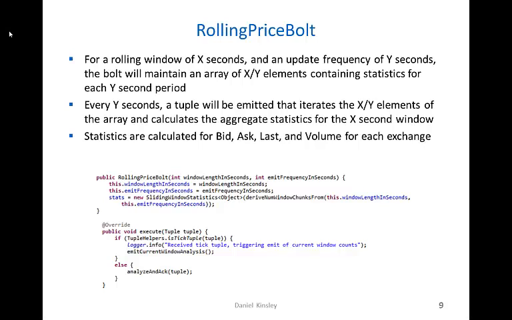The secret to maintaining the rolling window is breaking the window length into distinct slices. For a rolling window of X seconds and an update frequency of Y seconds, the bolt will maintain an array of X divided by Y elements containing statistics for every Y period. Every Y seconds, a tuple will be emitted that iterates over the X divided by Y elements of the array and calculates the aggregate statistics over the rolling window.